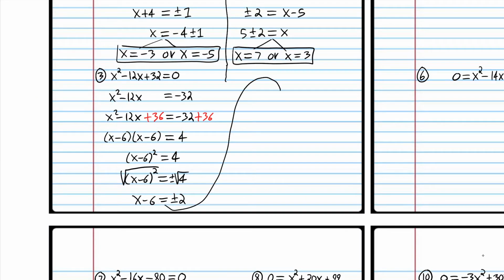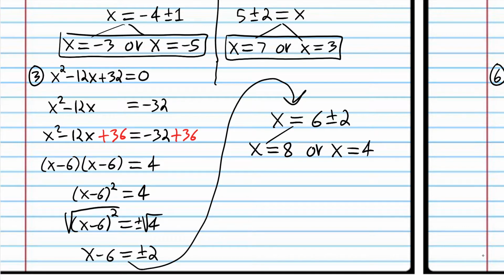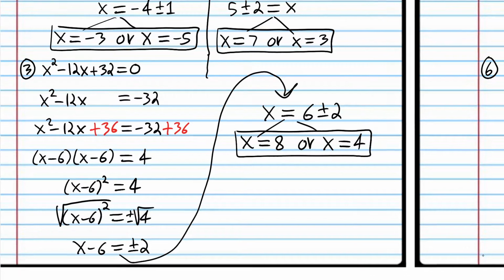And now we're out of room, but that's okay. We can just write a line and add 6 to both sides. So we get 6 plus or minus 2. And we end up with x is equal to 6 plus 2, which is 8, or x is equal to 6 minus 2, which is 4. And there you go.